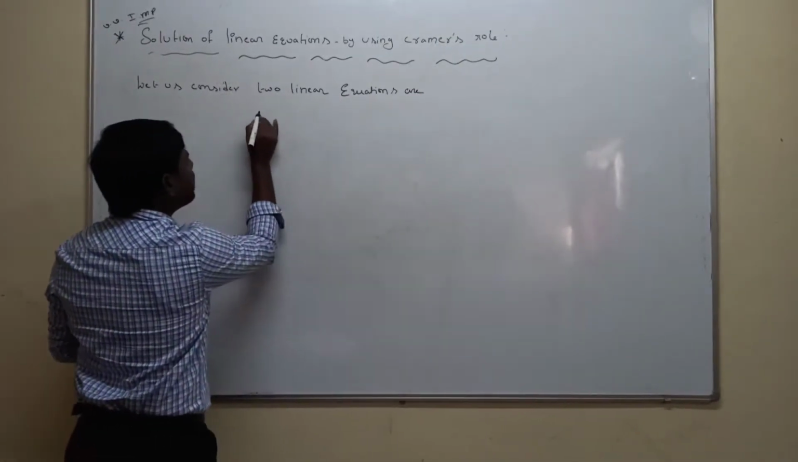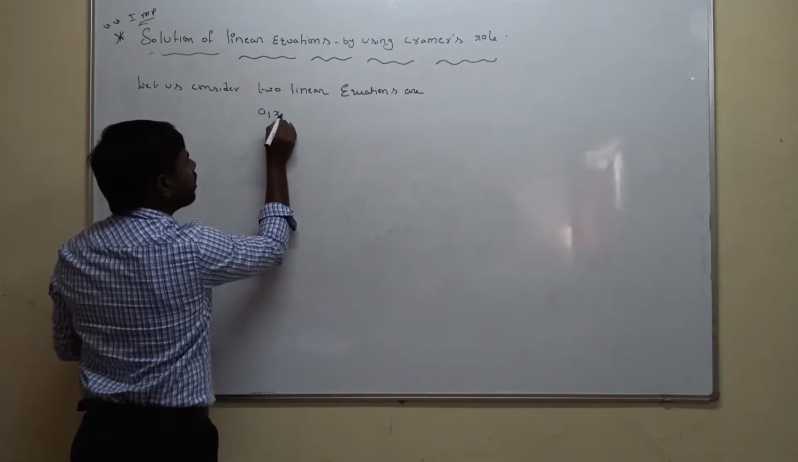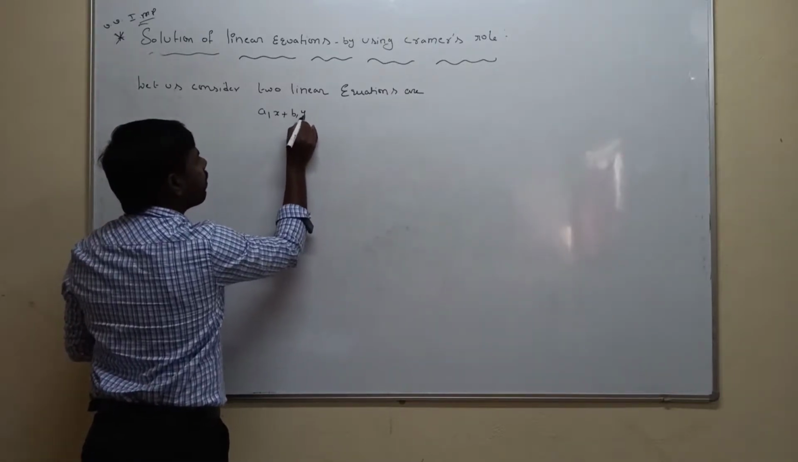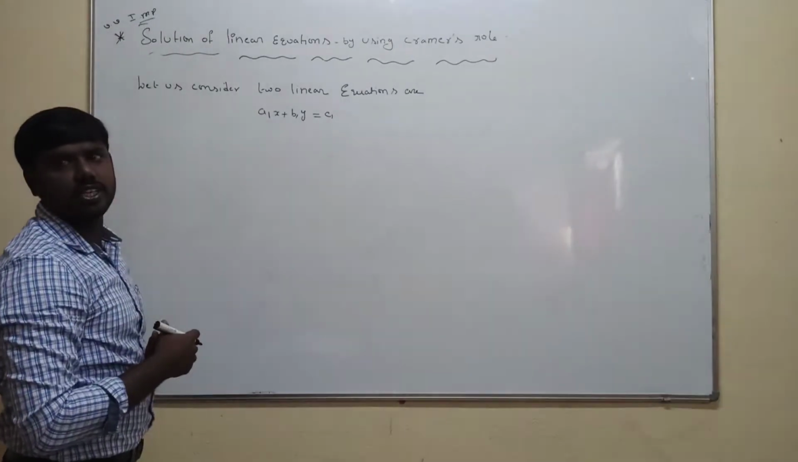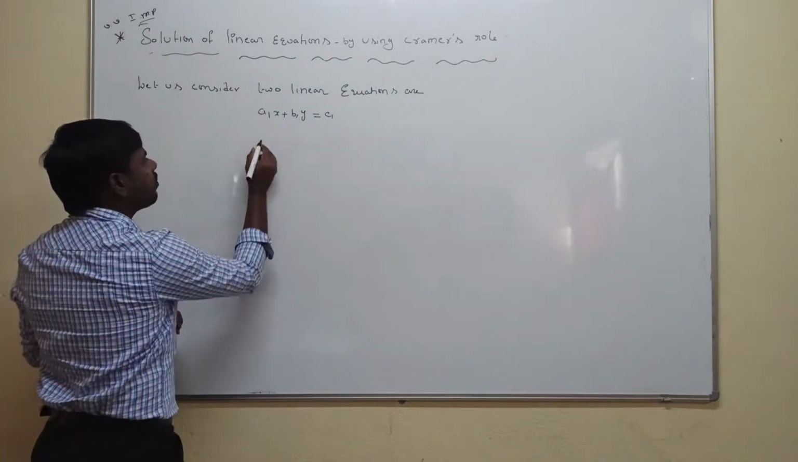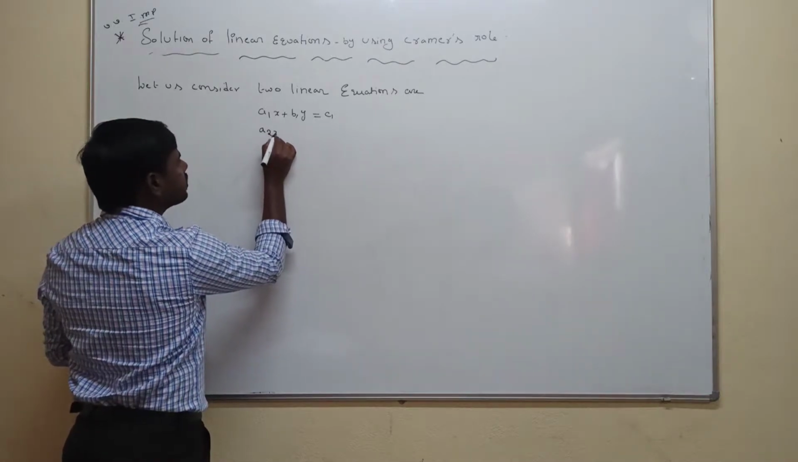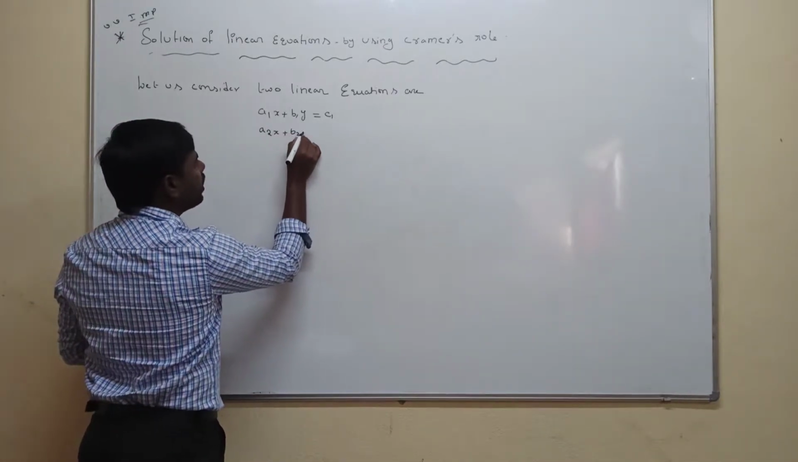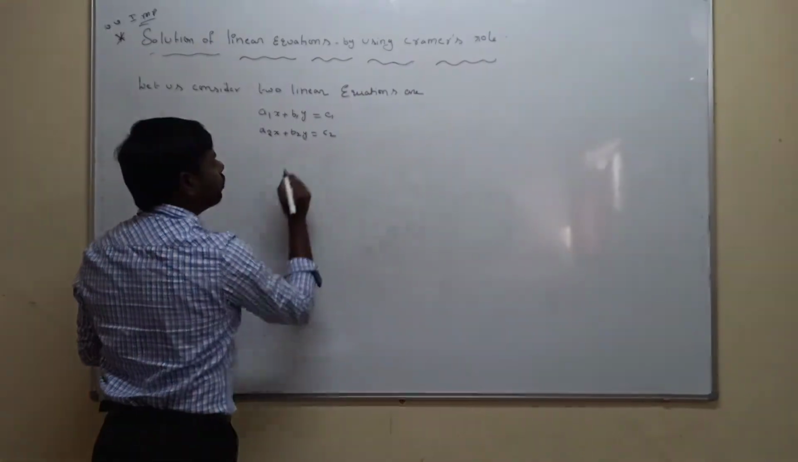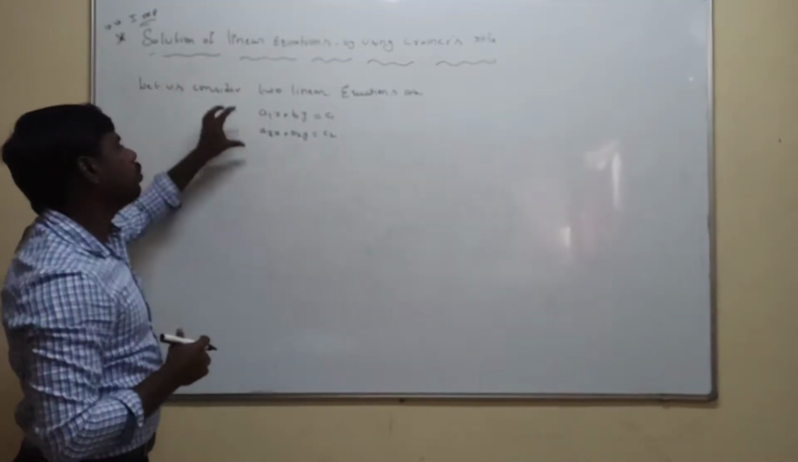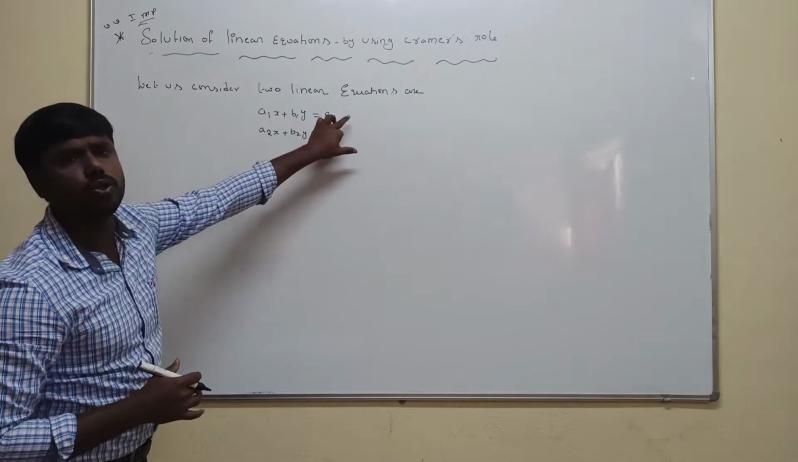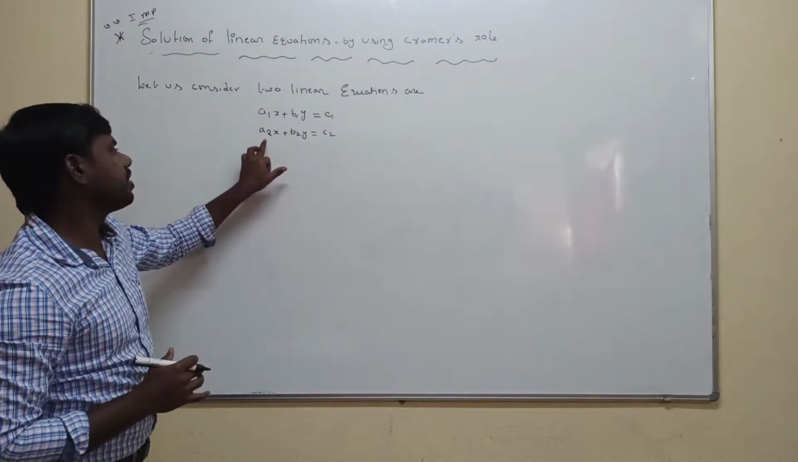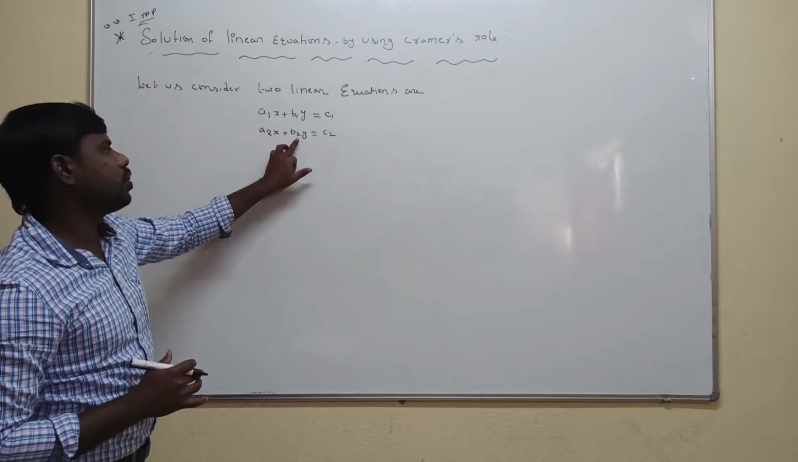The first linear equation is a1x plus b1y is equal to c1. This is a linear equation. The second linear equation, we assume, is a2x plus b2y is equal to c2. So we are assuming two linear equations: a1x plus b1y equals c1, and a2x plus b2y equals c2.